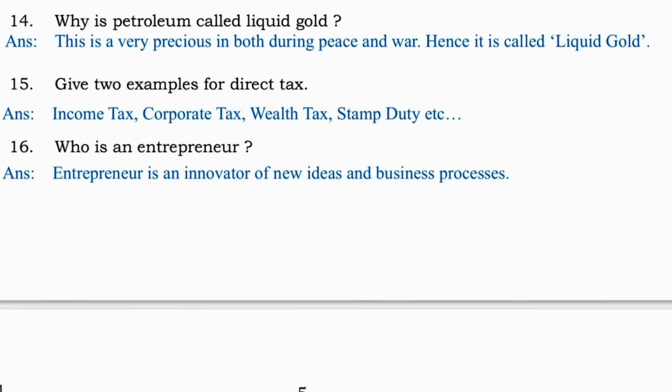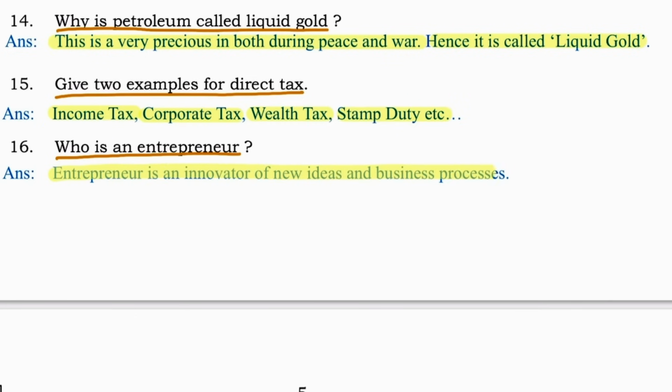Next question. Which metal is known as the wonder metal of the 20th century? Aluminium. 14th question. Why is petroleum called liquid gold? Because this is very precious both during peace and war. Hence, it is called liquid gold. 15th question. Give 2 examples for direct tax. Examples are income tax, corporate tax, wealth tax, stamp duty, etc. 16th question. Who is an entrepreneur? An entrepreneur is an innovator of new ideas and businesses.